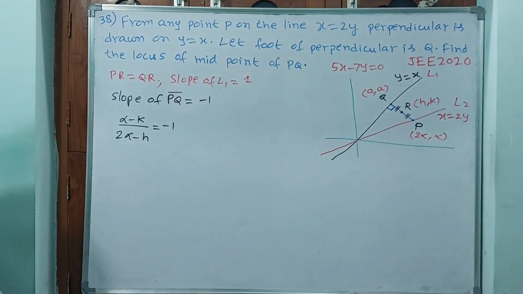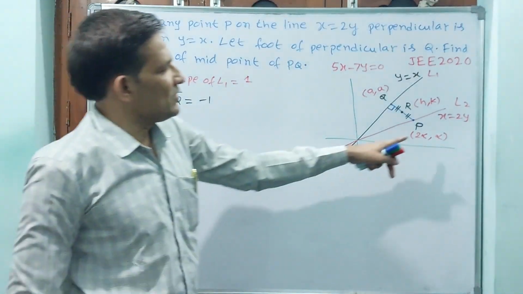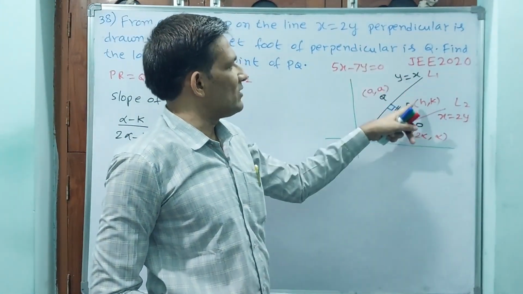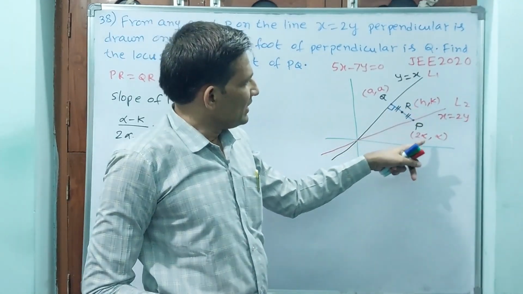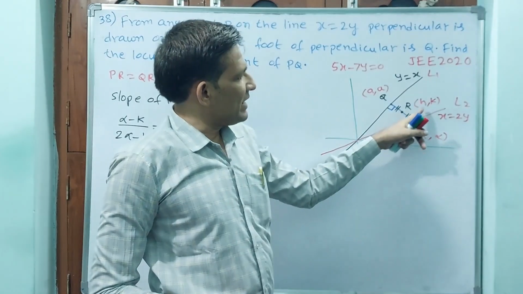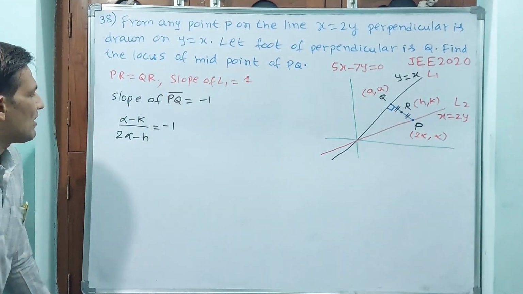What is the slope? I will take these 2 points. Anyway, this I want to take. Why? Because in locus, finally you have to find it based on h and k only. Y1 minus Y2 by X1 minus X2: alpha minus k by 2 alpha minus h.